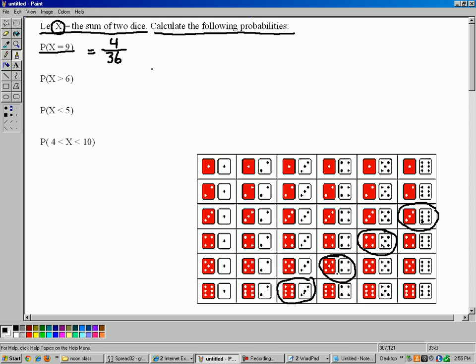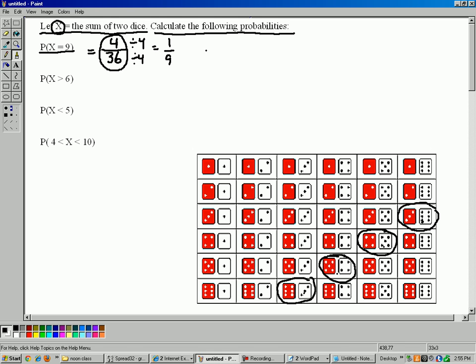Now, if you want to, you can reduce the fraction. Both of these numbers, 4 and 36, I can divide by 4. By the way, it's fine to leave the answer like that. There's a lot of advantages in probability to just leaving your fractions unreduced, because then you know exactly the number in your sample space. But if you feel like reducing it, you can divide top and bottom by 4, and that would give you 1 over 9.